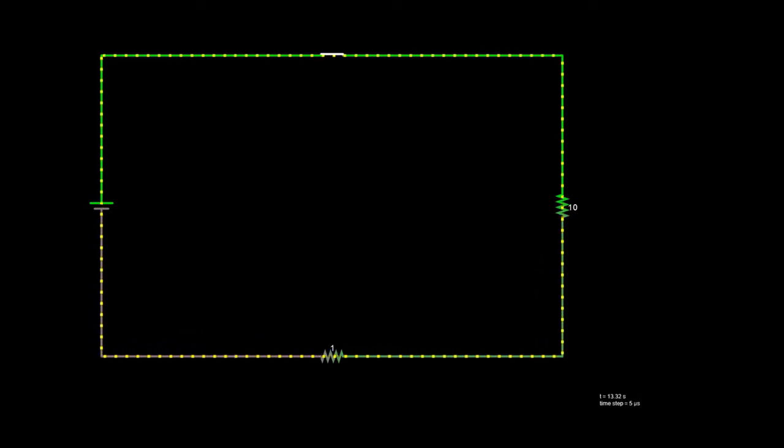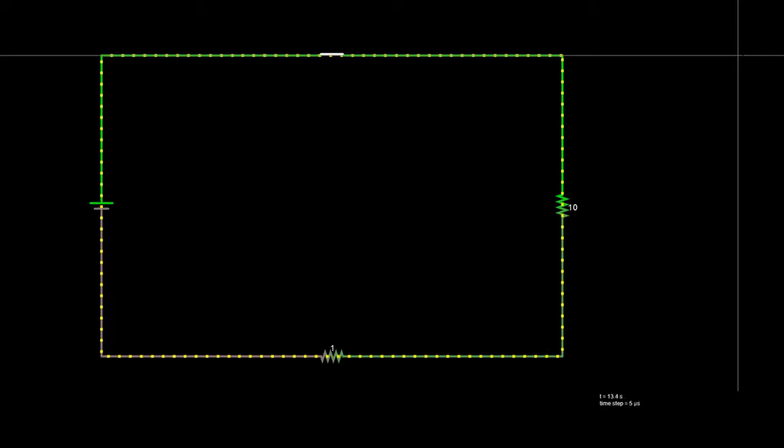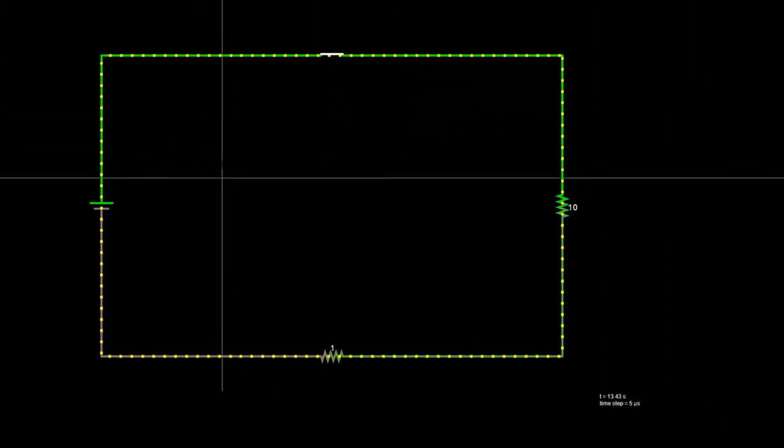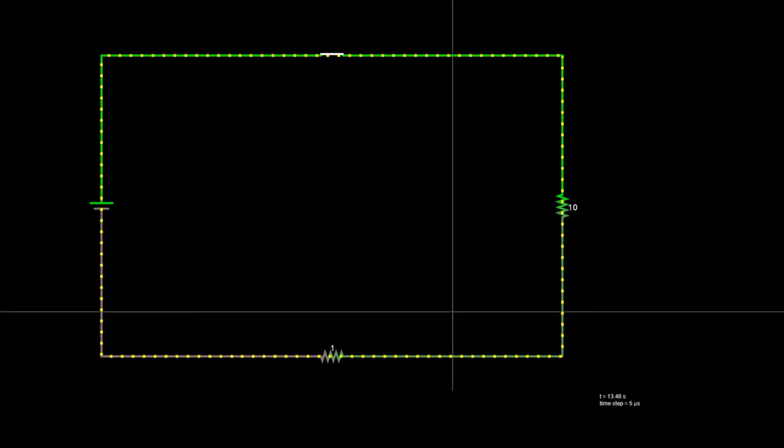It's just a few little concepts that I need to bring up before we move on to our next longer video. The first thing is I just wanted to introduce you guys to some real circuits. This is an actual working circuit. This is a simulation of a simple heater circuit.